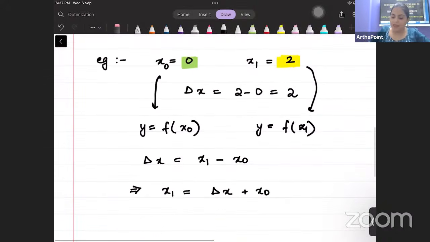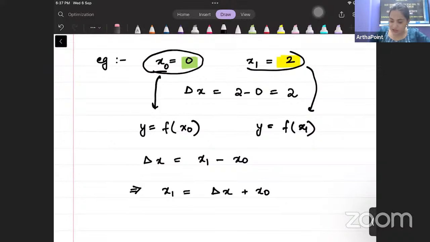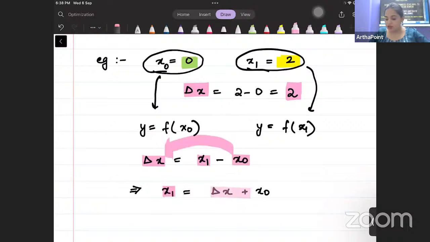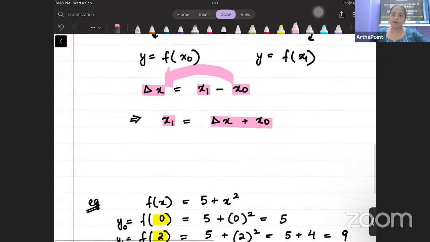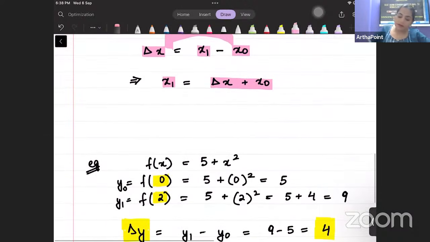कुछ गलत तो नहीं है बेटा. x naught is given to you as 0. x1 is given to you as 2. So change in x कितना है? How much is change in x? 2 minus 0, 2. So can I reverse this and can I say that if change in x is x1 minus x naught, I can take this here and say that x1 will be change in x plus x naught. Is this clear?